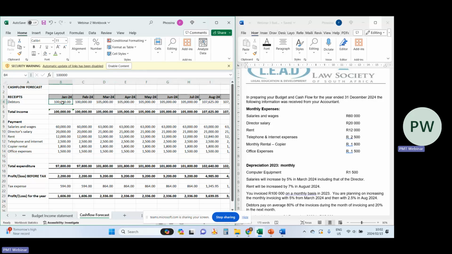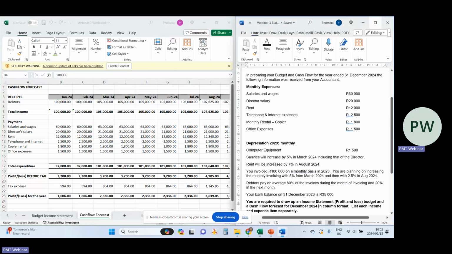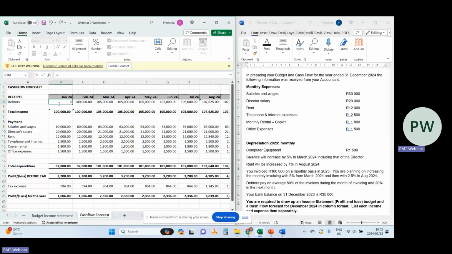And then let's look at our debtors. Our debtors pay an average of 80% of the invoice during the month of invoicing and 20% in the following month. So for January, we are collecting December's 20%, which is 100,000 multiplied by 20%, plus 80% for the current month, 100,000.